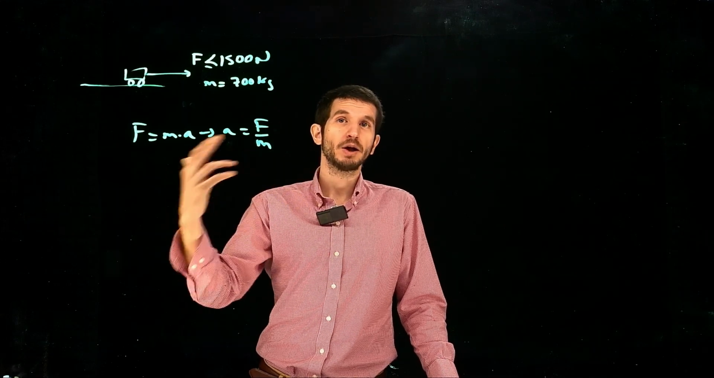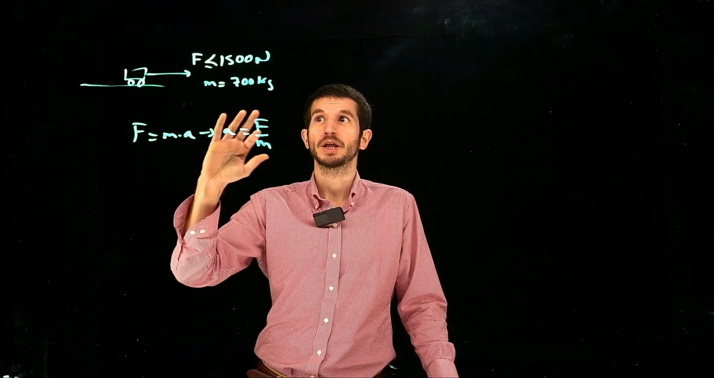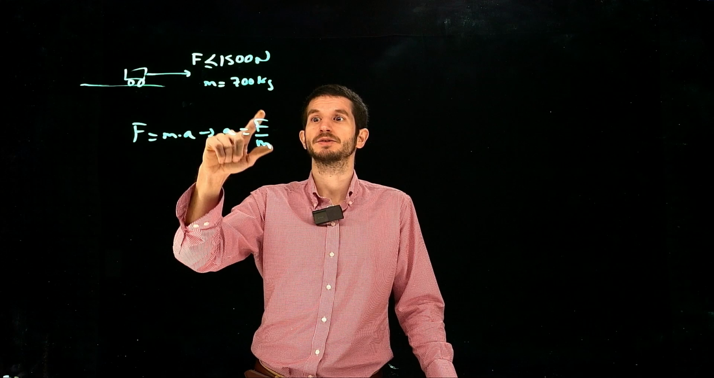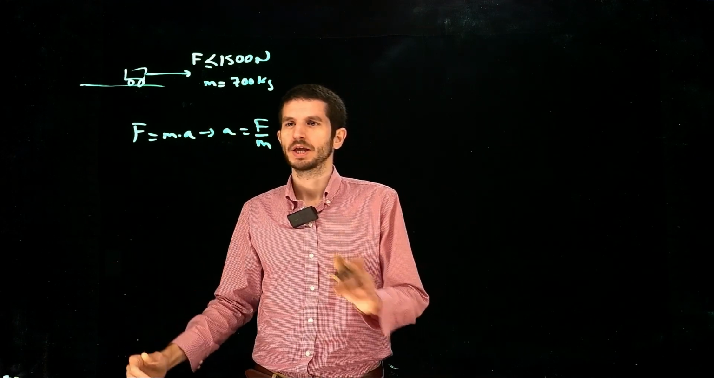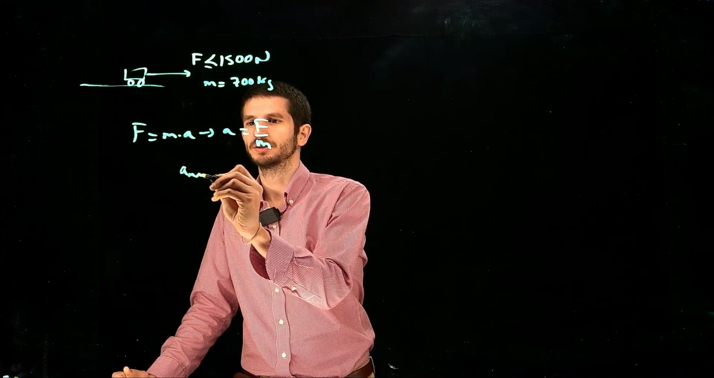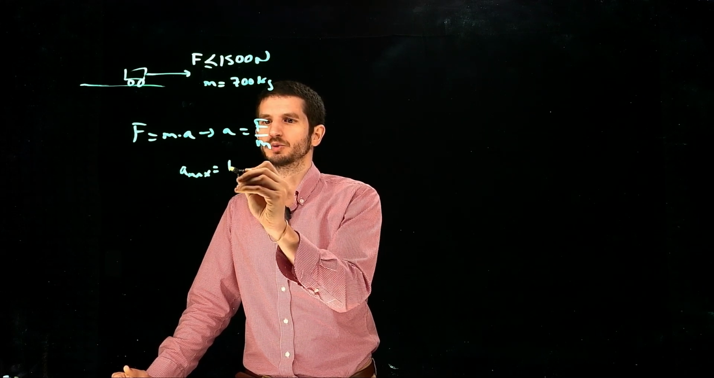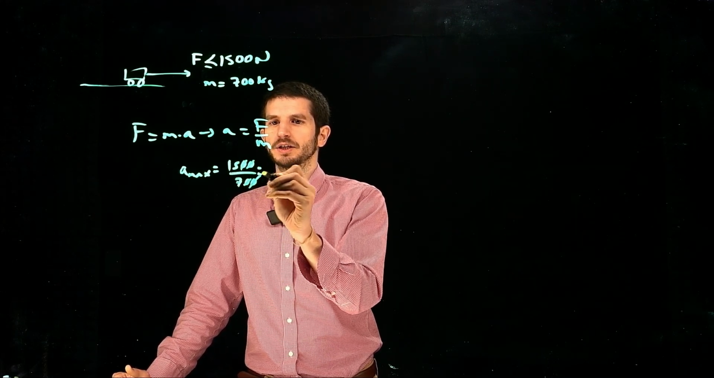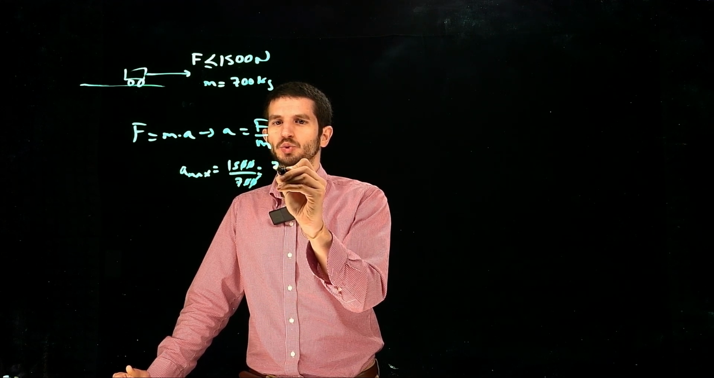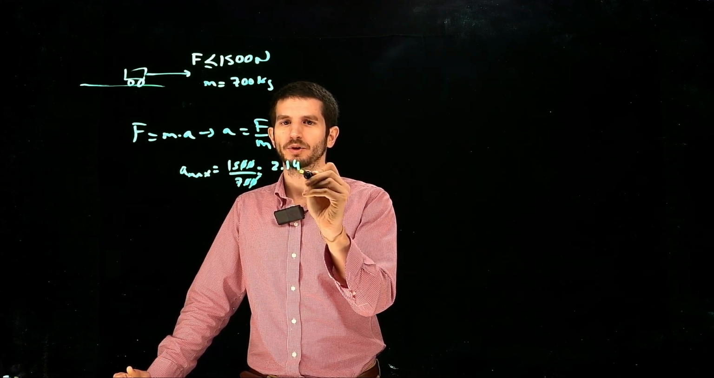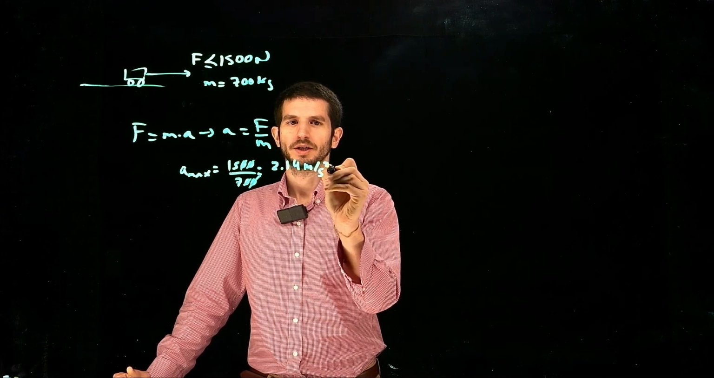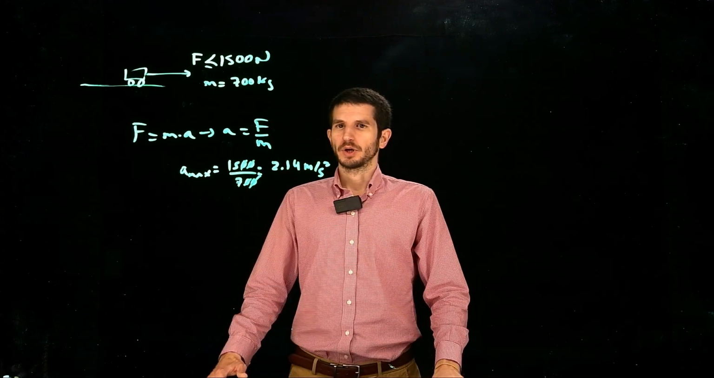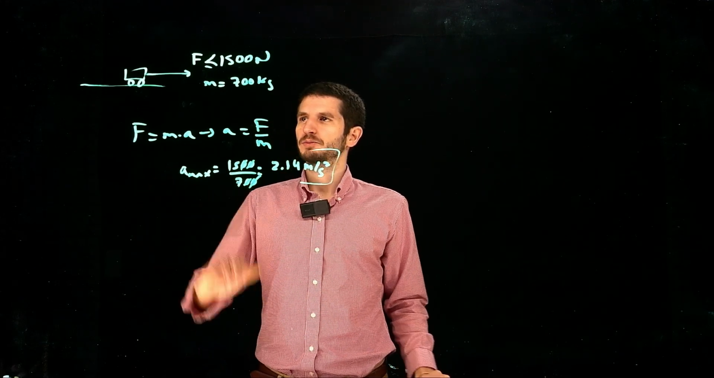But if I apply 1000, I'm going to get twice as much acceleration. In fact, the maximum acceleration is going to be achieved whenever I have the maximum force. And so, of course, the maximum acceleration is just going to be the maximum force, which is 1500 divided by 700. And this cancels, and so I'm going to have 2.14 meters per square second. So again, that's maximum acceleration.